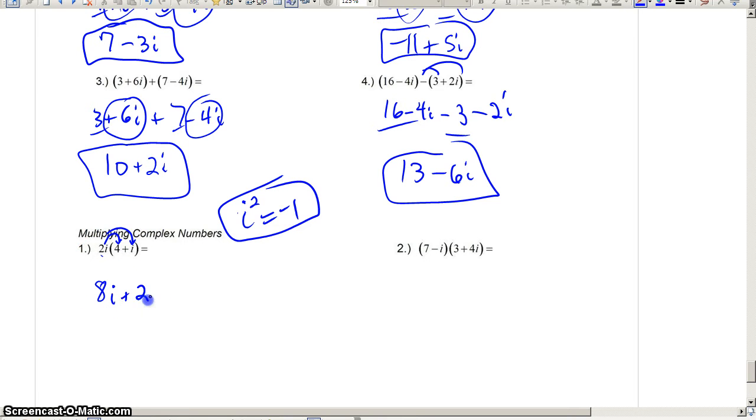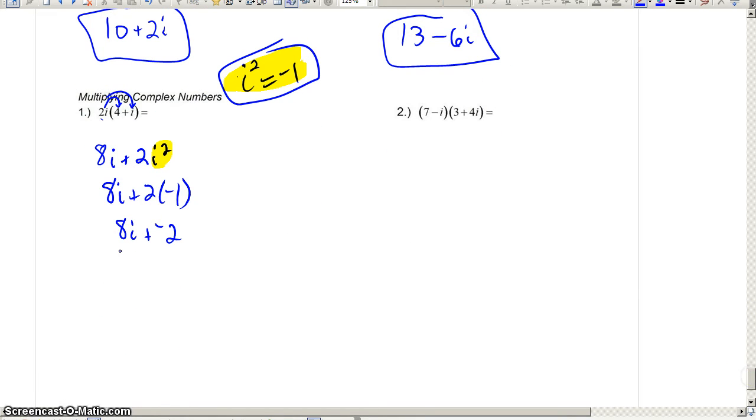2i times i is 2i squared. But like we just said, i squared is negative 1. So whenever we see that, you must replace your i squared with a negative 1. This would be 8i plus a negative 2, because 2 times negative 1 is negative 2. But notice what is the convention for complex numbers. We put the real number first, and then have the imaginary number follow that.